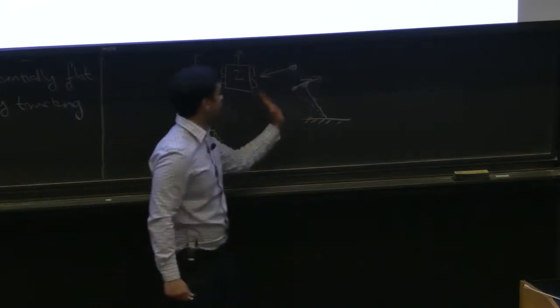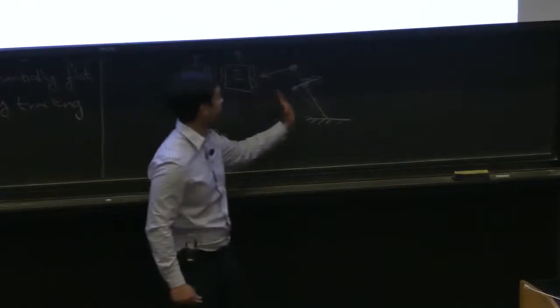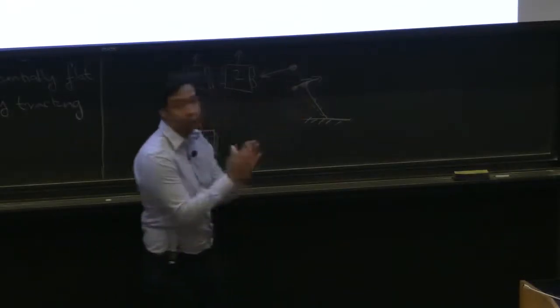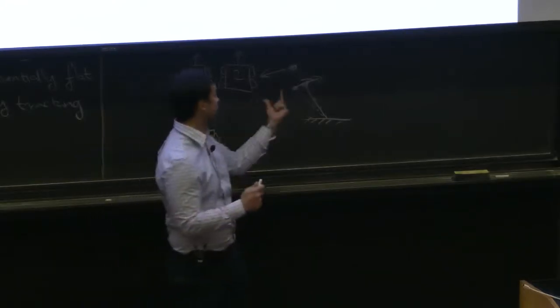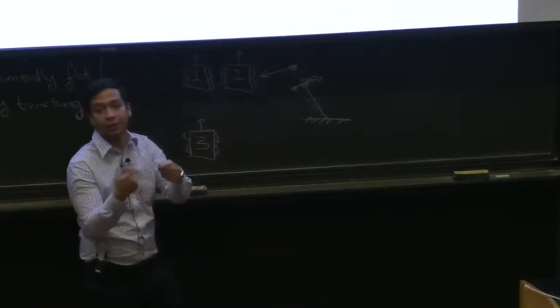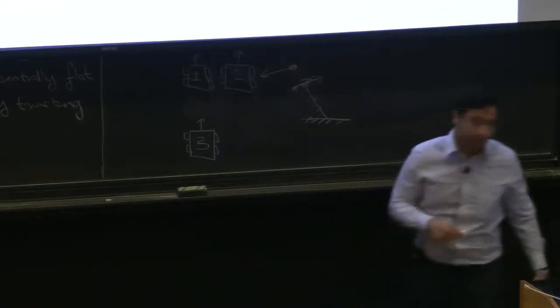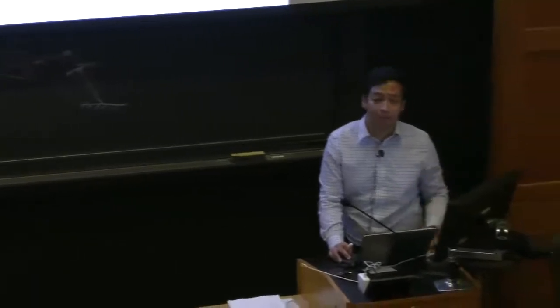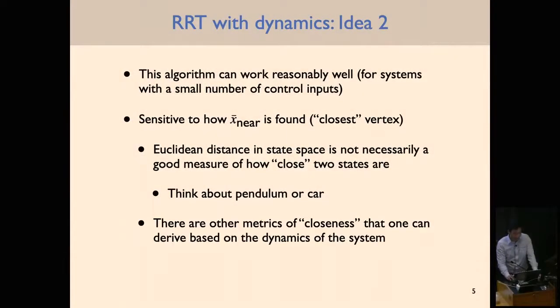So if you're moving in one direction, it's kind of the same thing as the car. Even if you're slightly further away in terms of the angle, two states that are moving in the same direction might be considered closer, even if they're not the closest in terms of Euclidean distance. So the Euclidean distance is not necessarily a good metric in the state space for defining how close two states are. So we thought about the pendulum or the car.